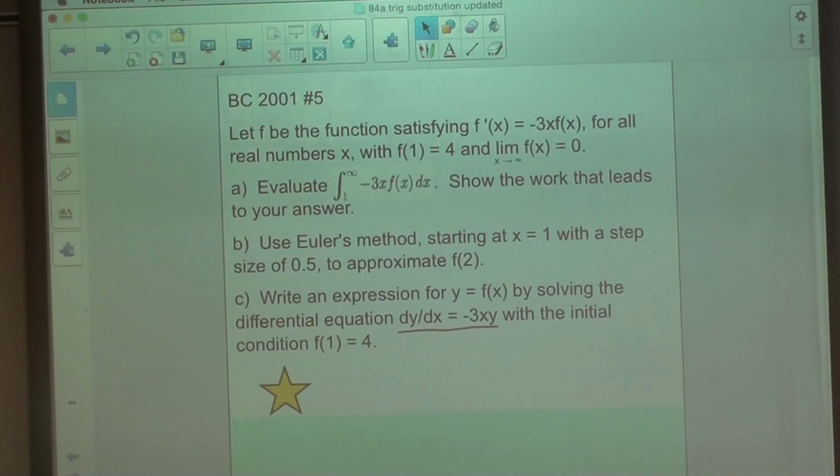Yeah, you can't do that. Instead, look at the very first line. f prime is negative 3x f of x. So could you replace the integrand? They're trying to find the integral.